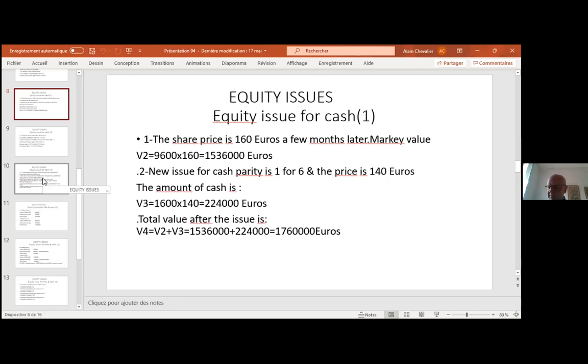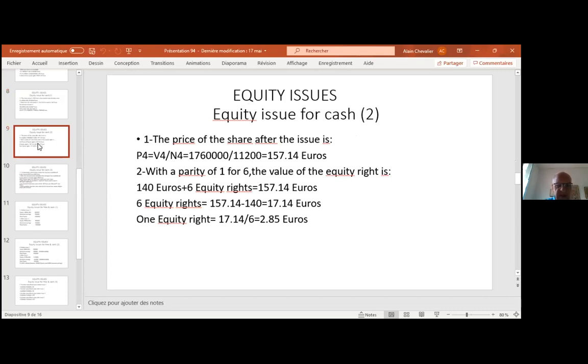Okay, I think it's time to start again with the last hour here. We made a calculation of the value before and after, in part B of the exercise. It was slide number 8, and now we have to move to other simple calculations in the second case, also with the issue for cash.